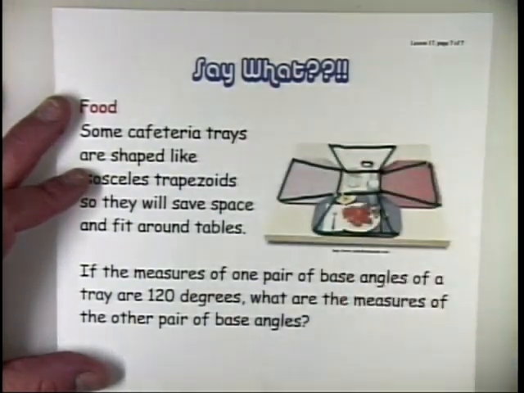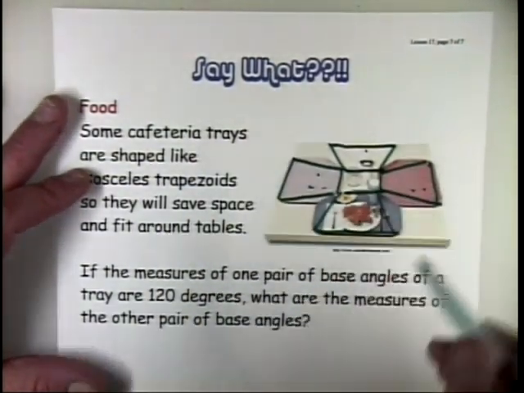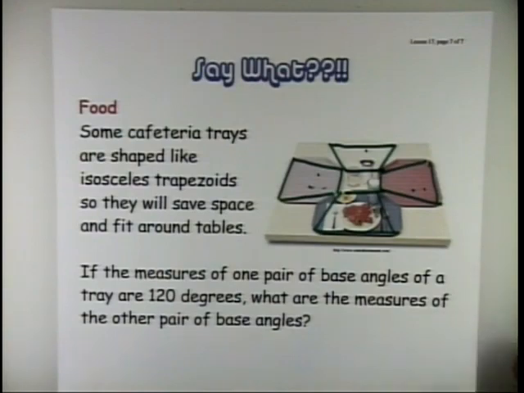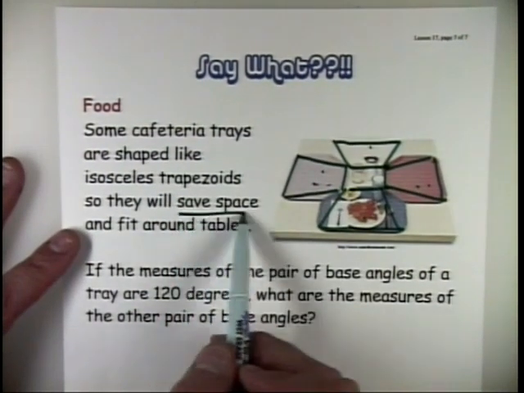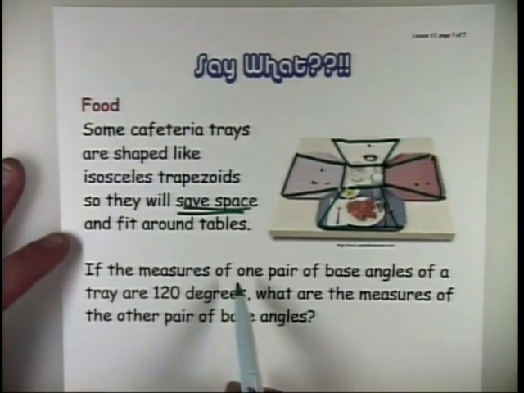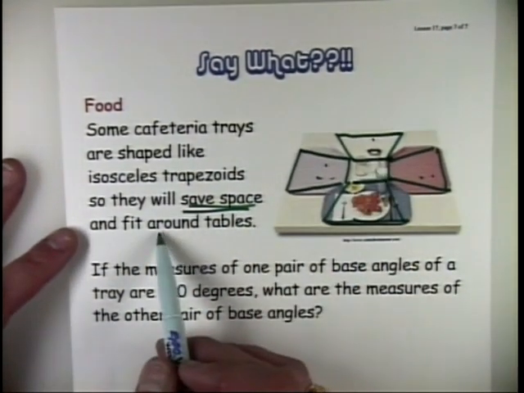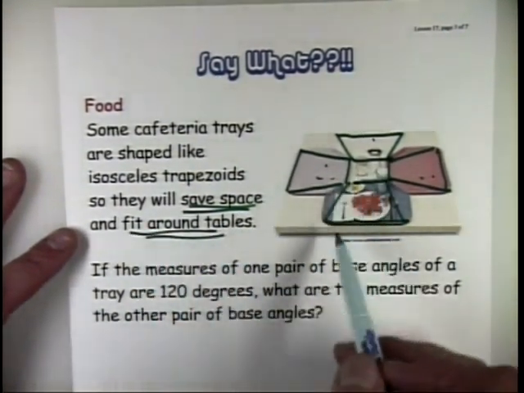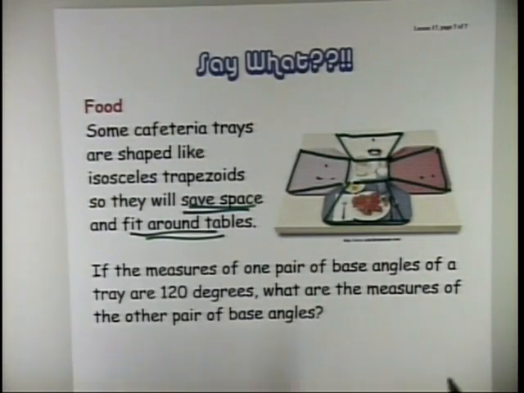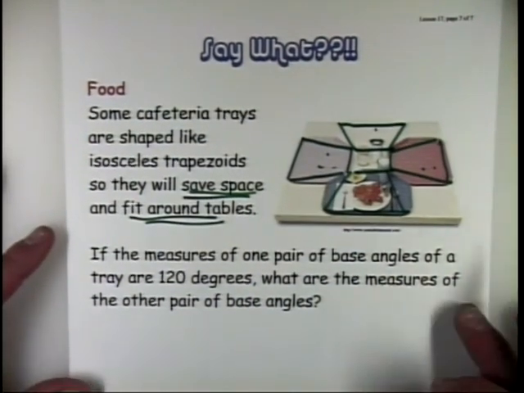Okay? So food goes on the trays. And why in the heck are they shaped like a trapezoid? Well, why wouldn't they be rectangle? It's a space-saving design. This is an improvement, and it allows the trapezoids to nicely fit around the table so that people aren't fighting for space. So it's a nice ergonomic design.